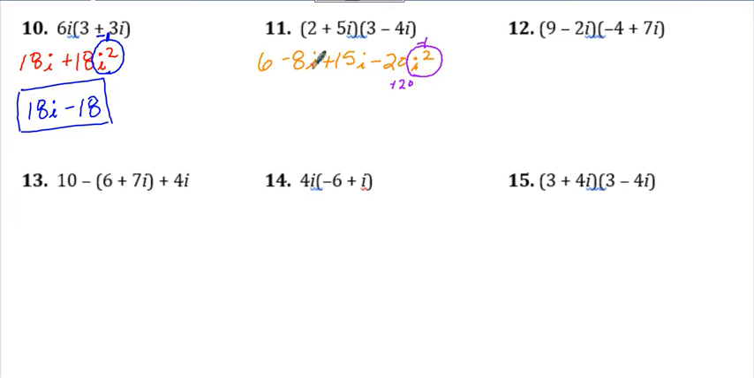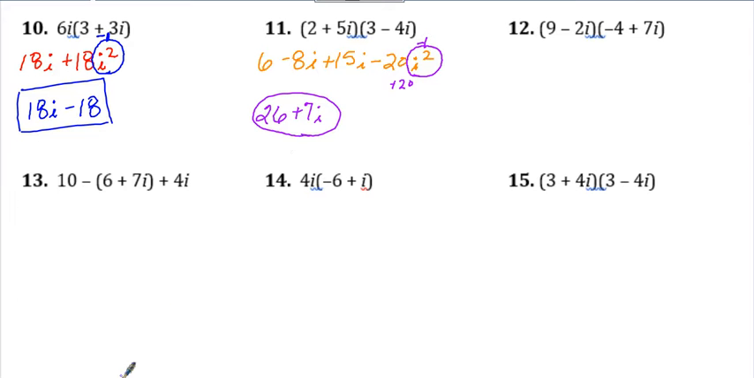Negative 8, you're connected to this i. 15, you're connected to this i. You cannot be combined. You are not a like term with this 6. 6 and 20, you guys are like terms. So let's make you 26. And now let's gather the i's together. Negative 8 of them plus 15 of them. That's a total of 7i. So that's the simplified version of that.